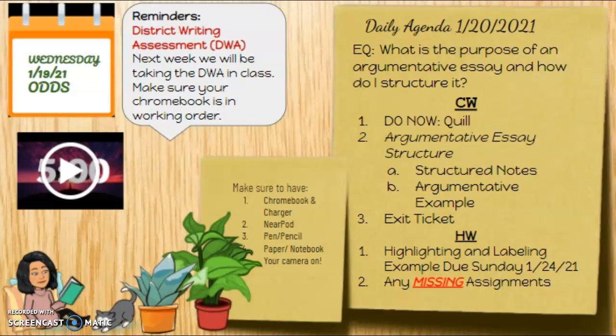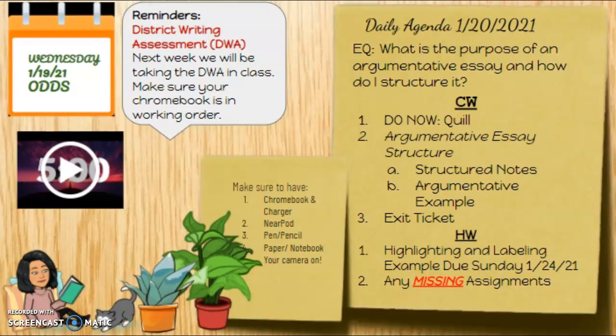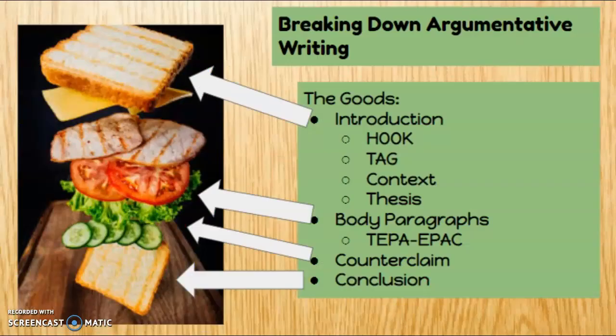So for today, our daily agenda, we're going to continue looking at argumentative essays. We're going to give another crack at the structure. I'm going to be looking at an argumentative example for you guys. We are going to be doing a highlighting and labeling example. That's going to be due this Sunday. And we're really just going to get into the nitty-gritty of what is an argumentative essay again. Alright, so we're going to break down argumentative writing.